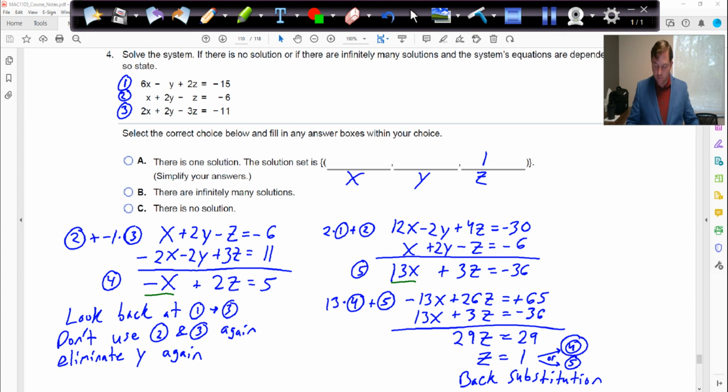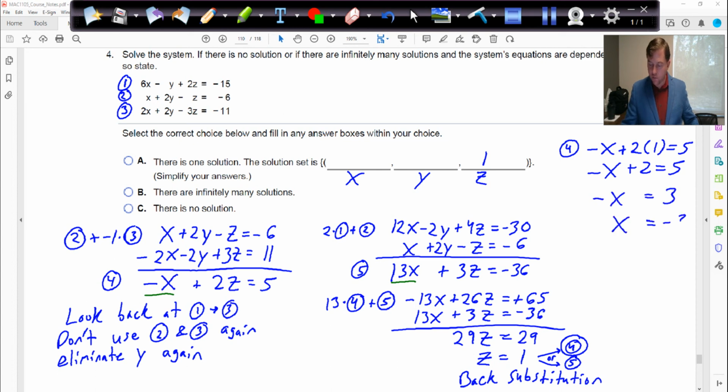Let's plug z equal to 1 into 4. So from 4, we have minus x plus 2z, but z is 1. And we're saying that has to equal 5. So minus x plus 2 equals 5. Subtract 2 from both sides. Minus x equals 3, therefore positive x equals negative 3.